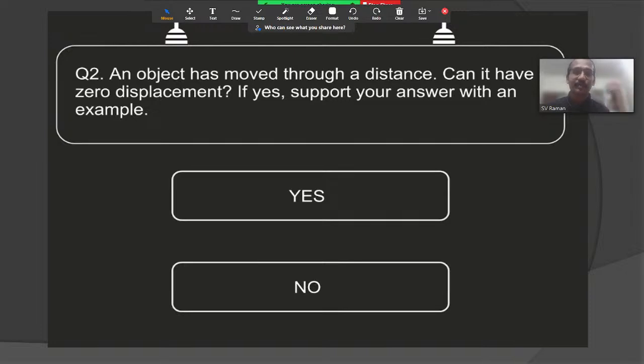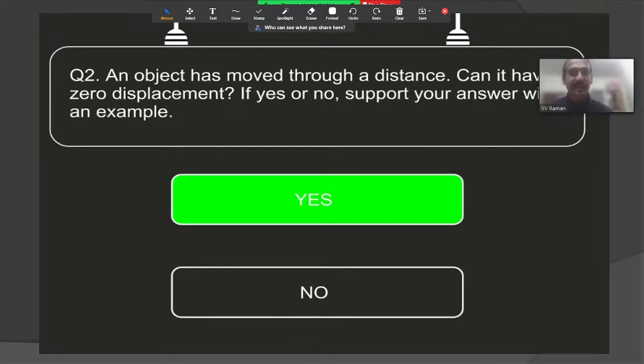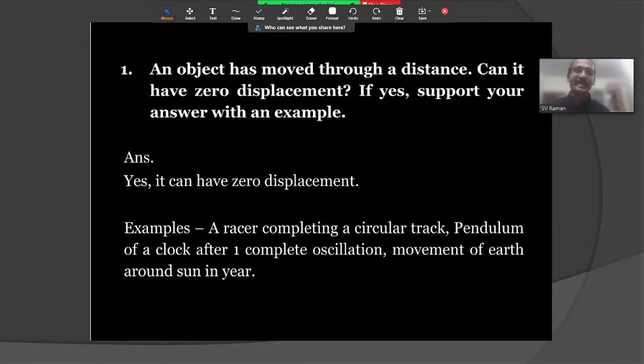Yes or no? We studied this before. A student started at point A, with radius R, and again reached point A. You can remember there is a clue. Yes, there is zero displacement. Now, how can we explain it? If an object travels in a circular track, like a racer completing a circular track, or the pendulum of a clock after completion of each oscillation, or the movement of the Earth around the Sun in a year. Fine.